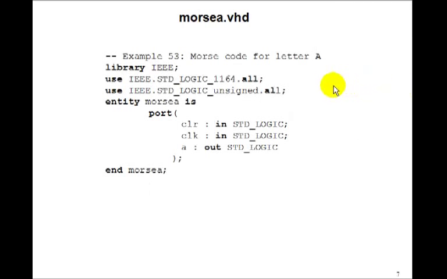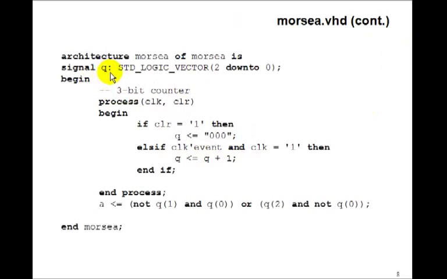Let's write the BHDL program for it. Clock, clear in, A is out. We'll make the signal Q the output of the counter, and we'll just put our 3-bit counter in this process. Is the asynchronous clear on the rising edge of the clock? Q is Q plus 1, like we've seen before. And then we just set A to not Q1 and Q0, or Q2 and not Q0, the results from our Karnaugh map.